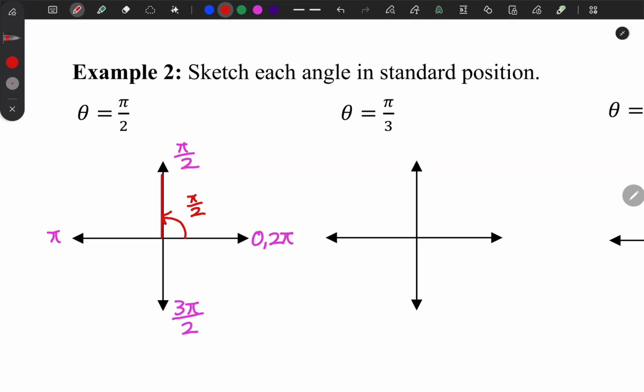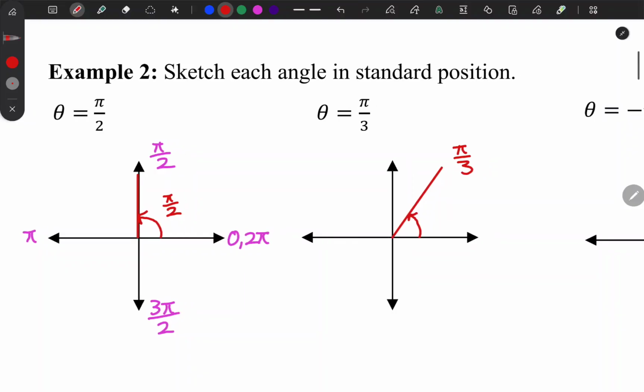Pi over 3 is a little bit smaller. It's a third of pi instead of a half of pi. So it's still going to be in quadrant 1. It'll be about 2/3 of the way up. In fact, it's exactly 2/3 of the way up because it's also 60 degrees. This is pi over 3 as an angle.